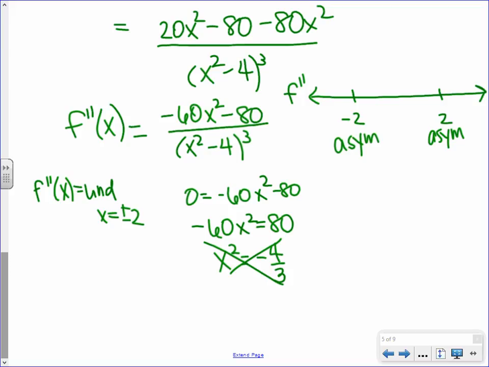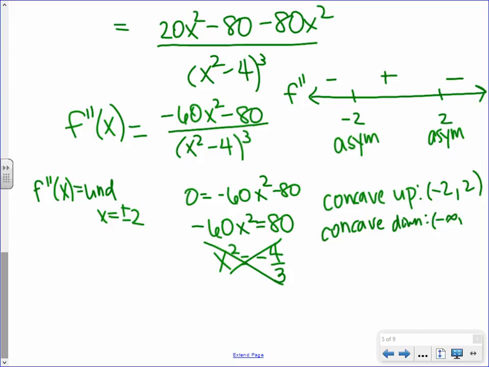Now you know how to check for concavity. I'm just going to save us a minute or two and tell you that this is our concavity. So we are concave up in between our asymptotes and concave down outside of our asymptotes. We have done a lot of work, haven't we?